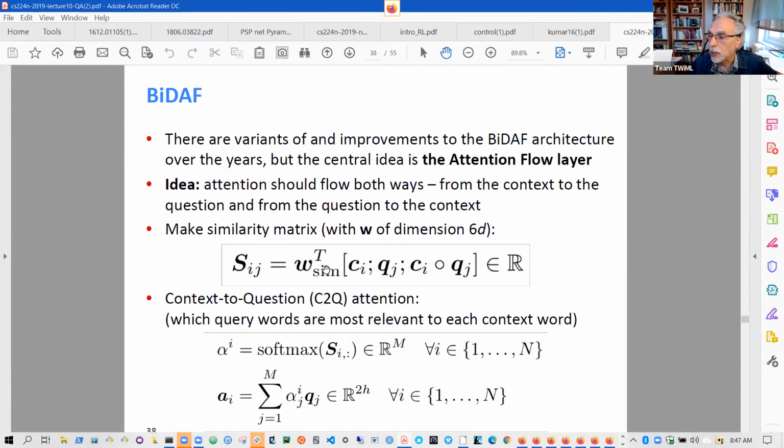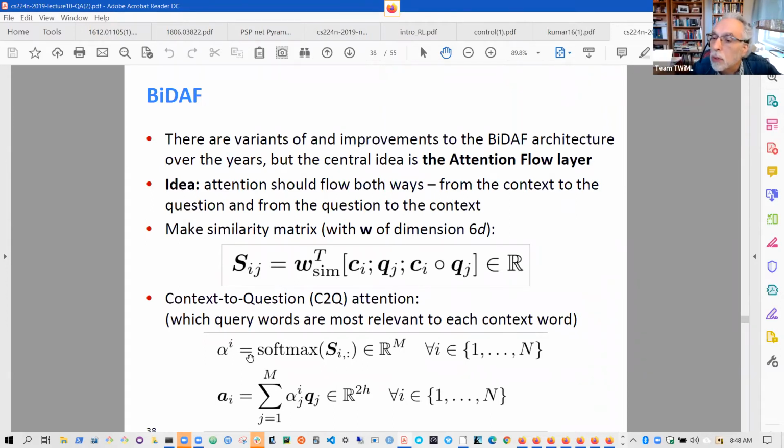And what does a dot product give you? It always maps into a real number, a scalar, right? So each of these S_ij's is a similarity score that's a scalar. And then if you take the composite, it makes it into a matrix. In other words, for each context word indexed by i, and for each query word indexed by j, you have a score.